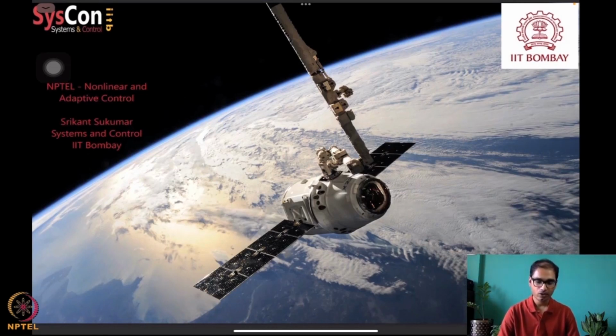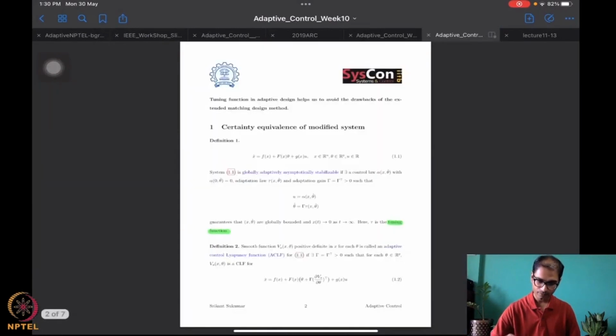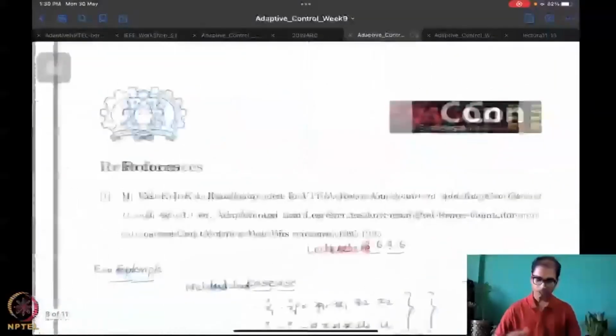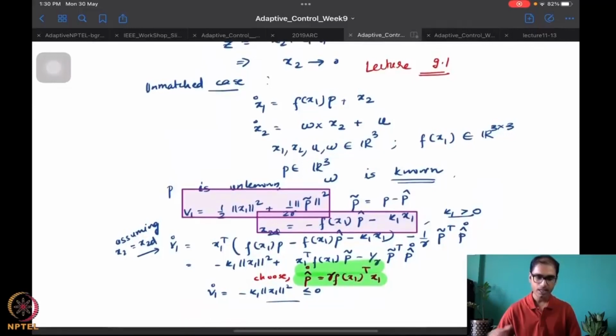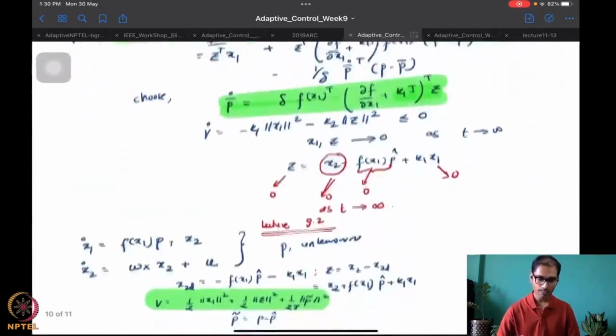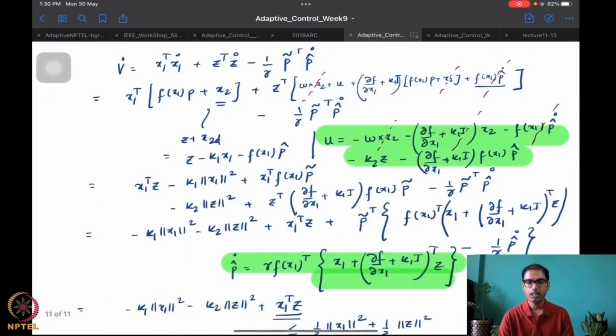So what we were doing until last time was looking at a particular example of the unmatched design. We did the design for this vector system using both the standard adaptive integrator backstepping, which leads to over parameterization, and also the extended matching design method, which doesn't lead to over parameterization but yields a control law which contains the derivative of the parameter estimate.